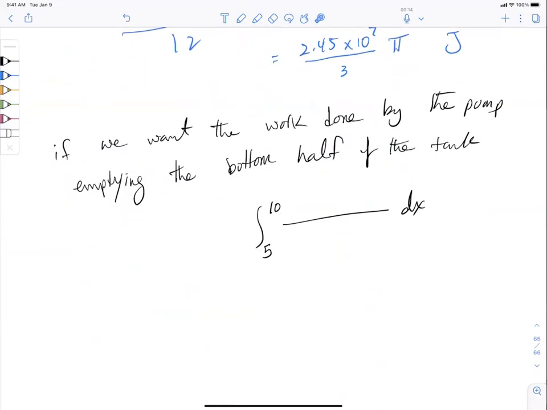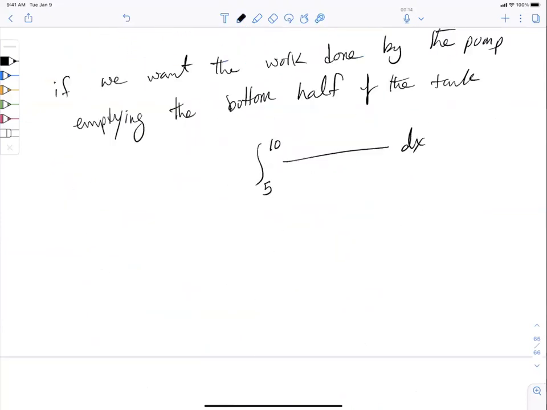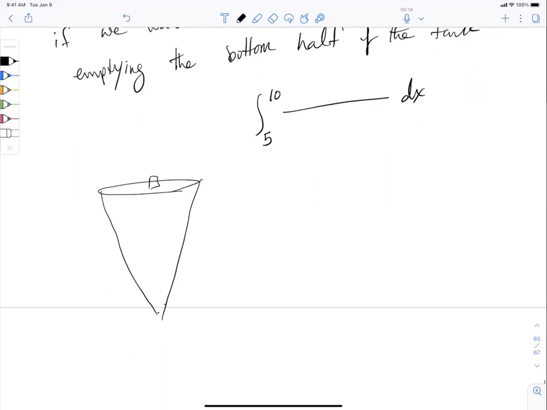Now, as I said, you may have the tank problem like this. Your book also talks about a conic tank that looks like this. Again, the pump is on the top. Now, in similar problems, we put the pump at the bottom and ask how much work is done by the pump filling the tank. So instead of emptying the tank, now you want to fill the tank. So that's a similar process.